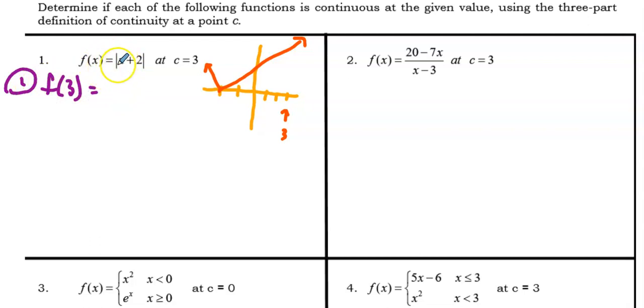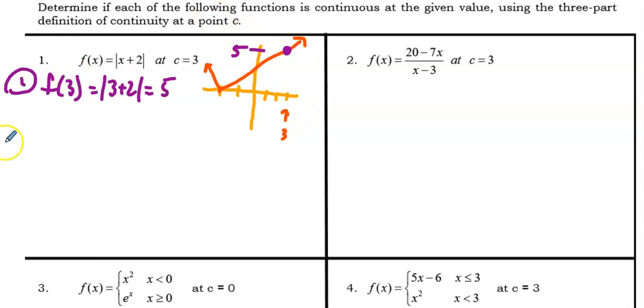And this is just plugging in, right? So what is f of 3? Well, you plug in 3 plus 2, and you take the absolute value of that number, and you're going to get 5. So up here in a very poorly drawn picture, you can see that it's defined at (3, 5).